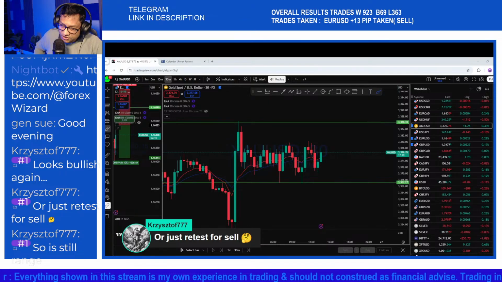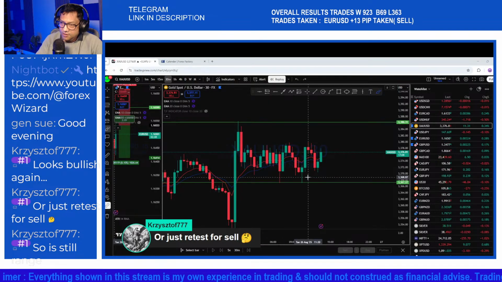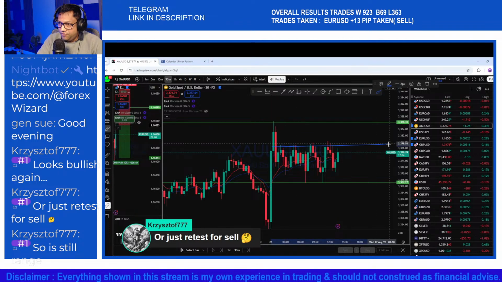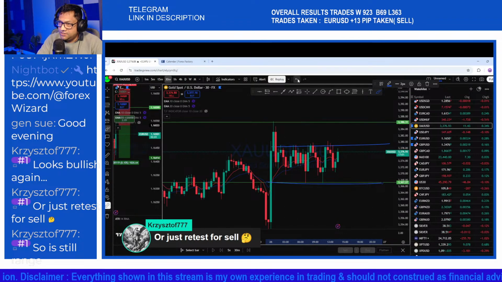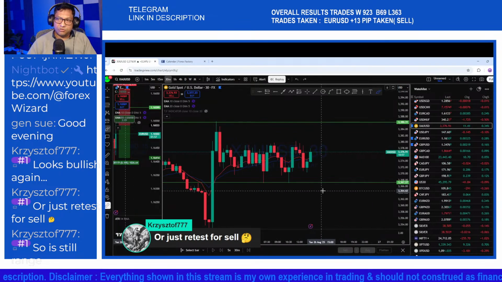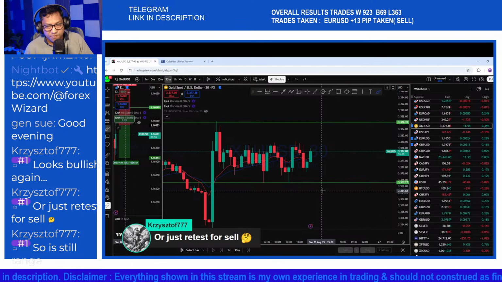It's still on a range, okay? Gold is still on a range. It didn't break that range yet. And if you look at here, you can see it's respecting this support and resistance.